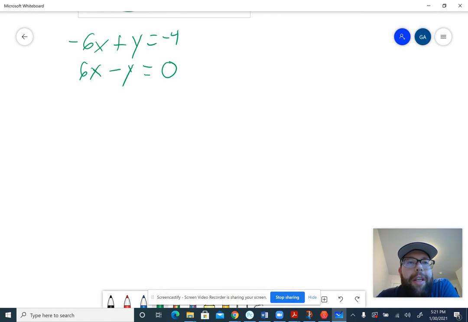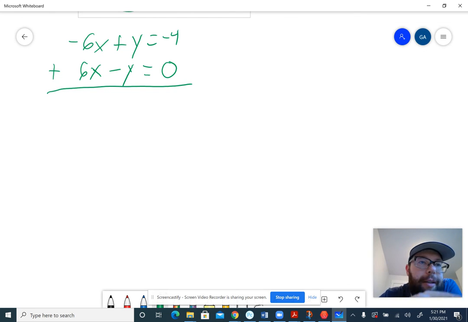So again, I'm looking for two variables that have the same coefficient. So looking here, it looks like the x's have the same coefficient and the y's have the same coefficient of 1, right? So it doesn't matter which one I want to cancel out. I just pick one. Let's pick the x's. So if I want the x's to cancel out, they have different signs, so I'm going to add them together.